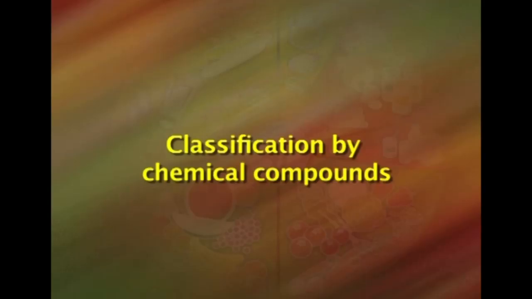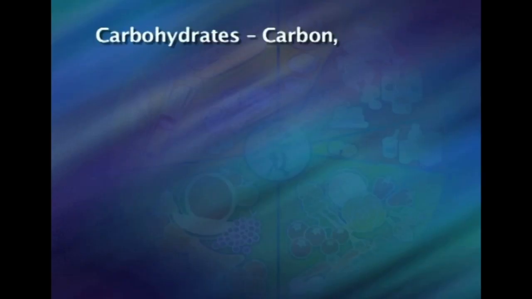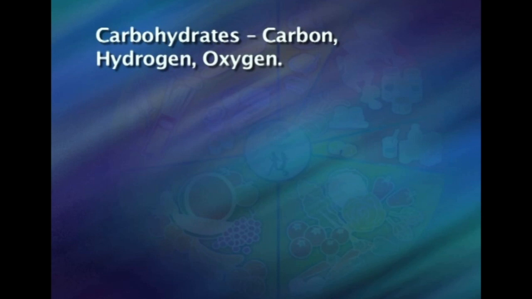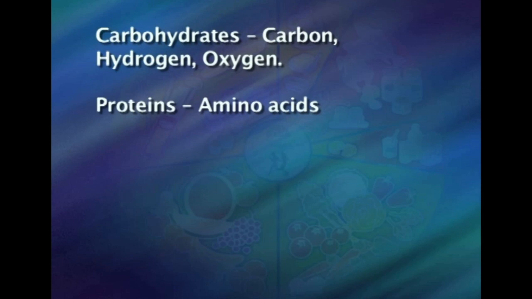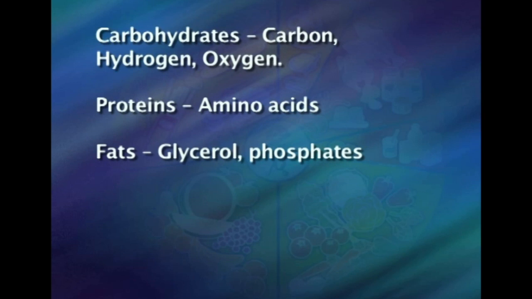The second classification of food is based on the chemical component which is present in the food. Based on the chemical component present in the food, they are classified again into different types. We have carbohydrates, which contain basically carbon, hydrogen and oxygen. Then we have proteins, which contain amino acids. Then we have fats, which contain glycerol and phosphates.